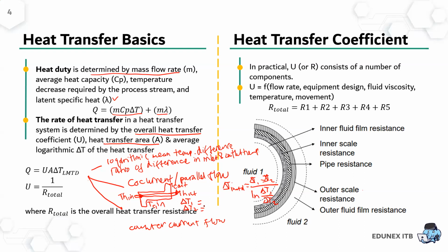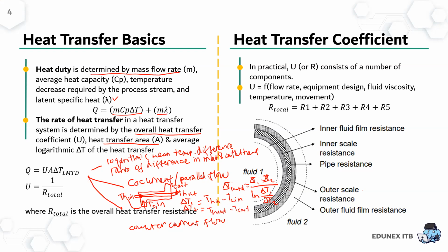Based on the co-current flow, anyone? Forget already? Both of the inlet temperatures, sir. Okay, both of the inlet temperatures are for delta T1. So delta T1 is TH in minus TC in, and delta T2 is TH out minus TC out.